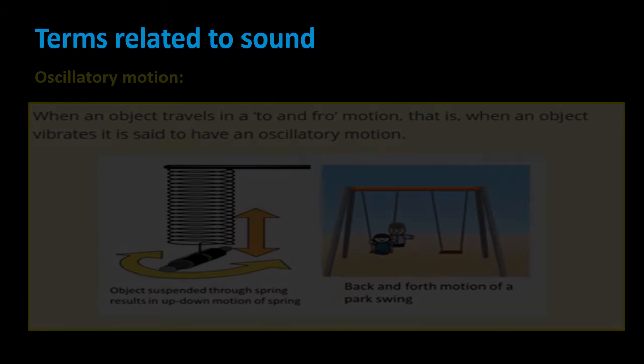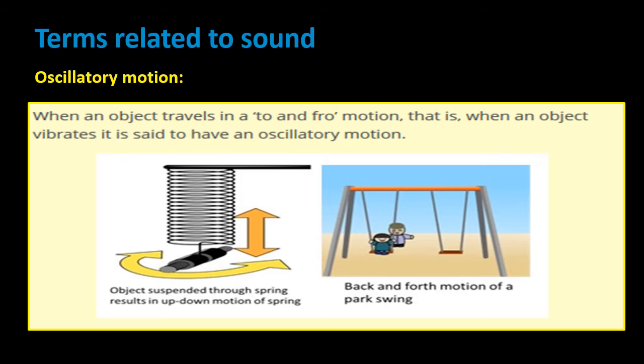Now let us talk about the terms related to sound. The first one is oscillatory motion. When an object travels in a to and fro motion, that is, when an object vibrates, it is said to have an oscillatory motion. Given below are examples of oscillatory motion. In the first picture, we can see an object suspended from a spring resulting in up and down motion of the spring. And in the second picture, we can see the back and forth motion of a park swing.